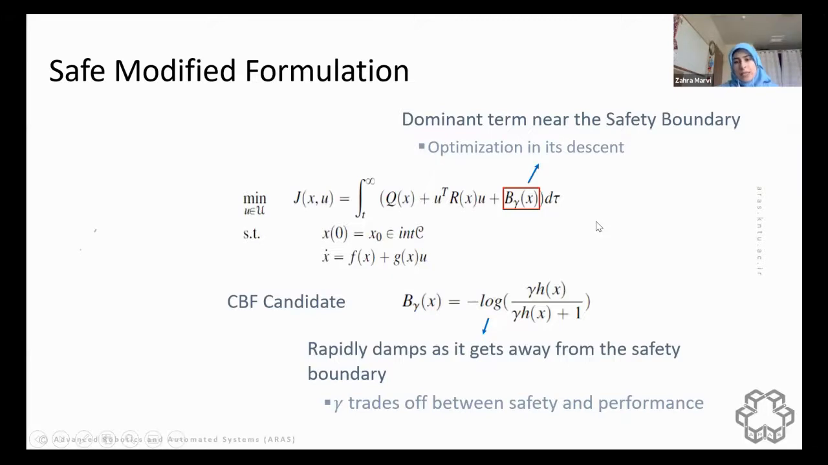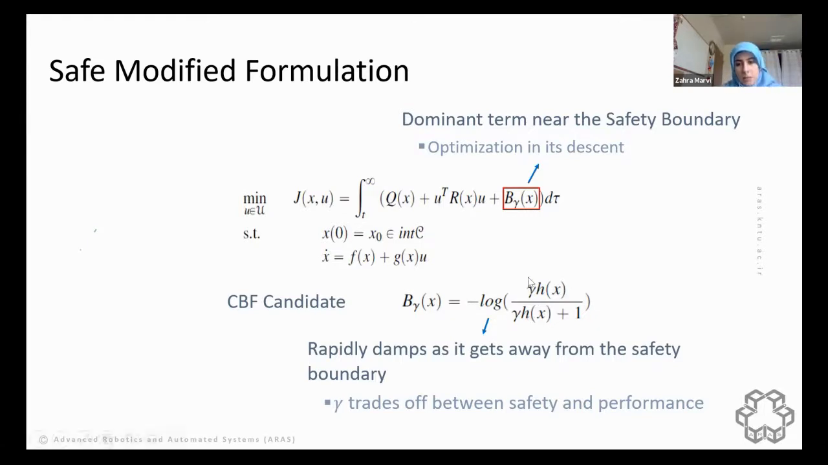The thing that happens is that if we get close to the safety boundary, which is the worst case that we can still tolerate, b goes to infinity. Therefore, this term becomes dominant, and the optimization will act in its descent direction, so it never lets b go to infinity. That's the idea behind it. And the reason we are using a logarithmic function is that it rapidly damps as it gets away from the safety boundary. So it actually plays a role when we are getting into an unsafe condition.